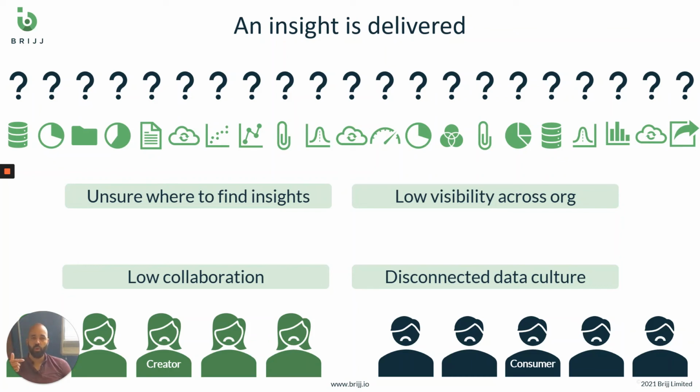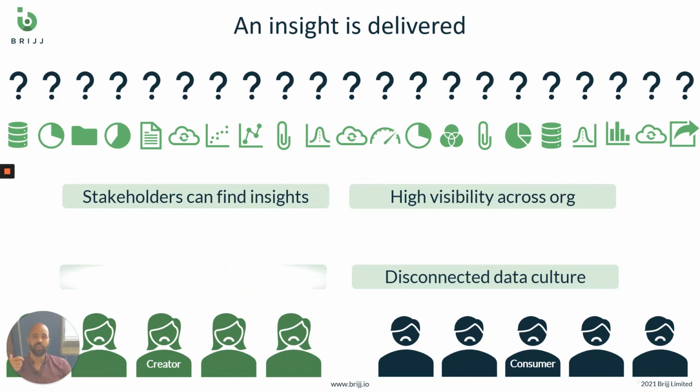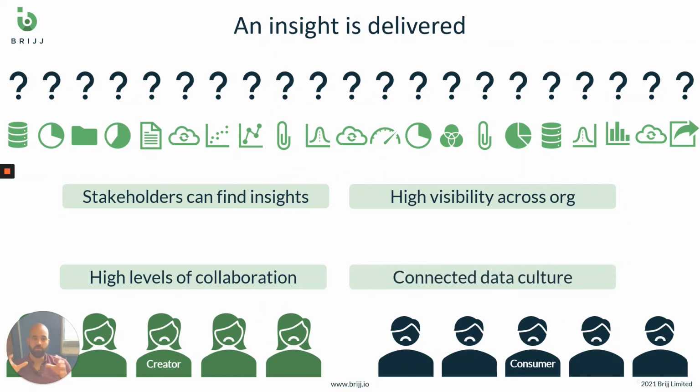By making sure that you're delivering insights in a unified way, stakeholders know where they can find them easily. They have visibility of insights they might not have been directly involved in. Valuable insight from domain experts and other stakeholders can be found because now they have visibility of all of the insight that's going around the organisation. You create a higher level of collaboration, and you start to build that connected data culture that every organisation needs and deserves.